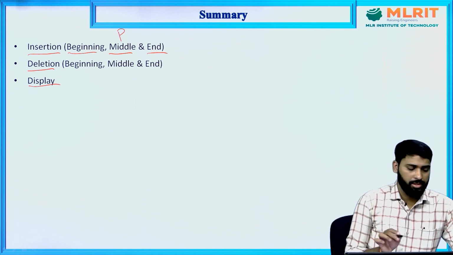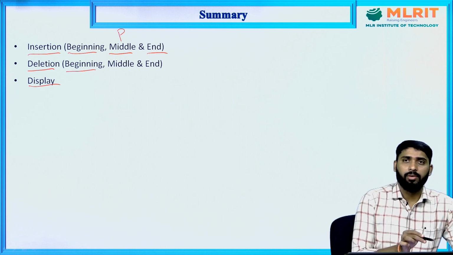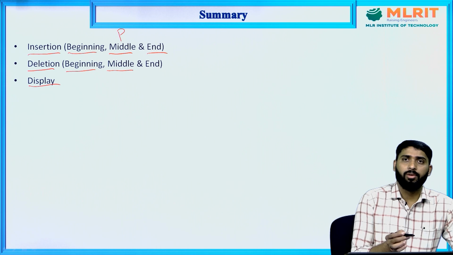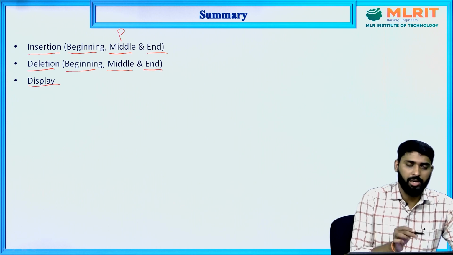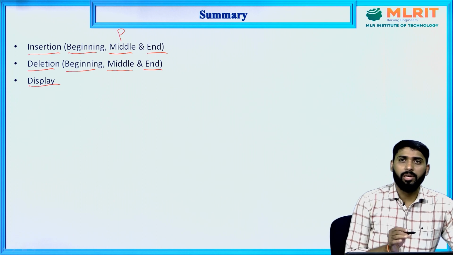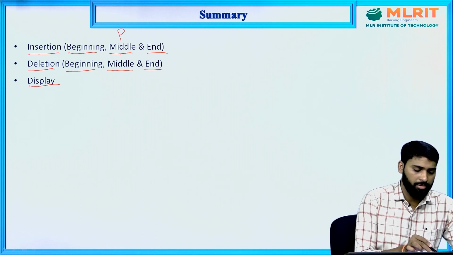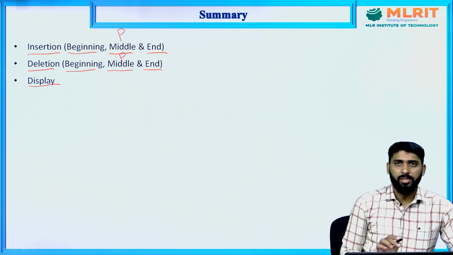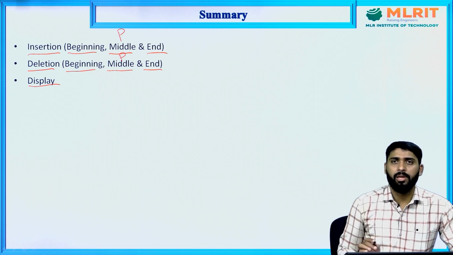location. Similarly for delete, we delete a node from the beginning of the list, a node from the middle of the list, and a node from the end of the list. To delete a middle element also, we are going to specify a particular position. The display function is used to display all the elements present in the list.